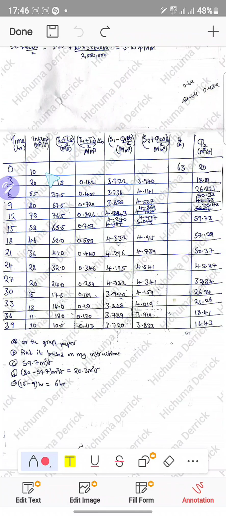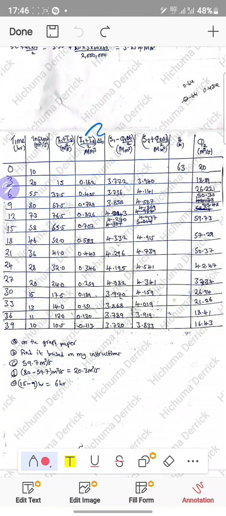So from here, this is 10, 20. The average is simply adding 10 plus 20 is 30, divided by 2, 15. 20 plus 55 divided by 2, you have 37.5. 55 plus 80 divided by 2, you have this value here. This value plus this value, you divide by 2, you have this value here. So that is how all these have been calculated.